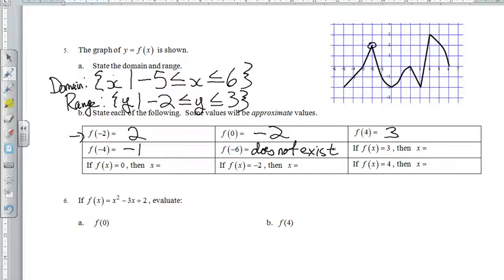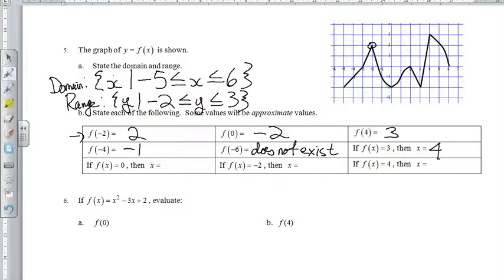Now this was saying if x equals something, what's y. Wherever you see f of x, you can always replace it with a y. So this says if y is 3, what's x? x is 4. You go along this line, because this is the line y equals 3, and we get x equals 4. Now there might be more than one answer for some of these.